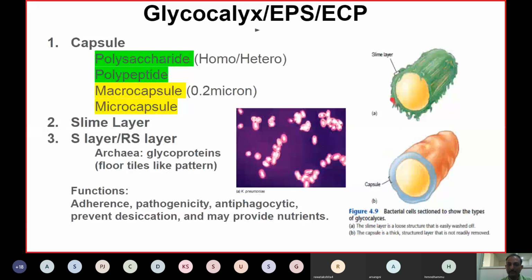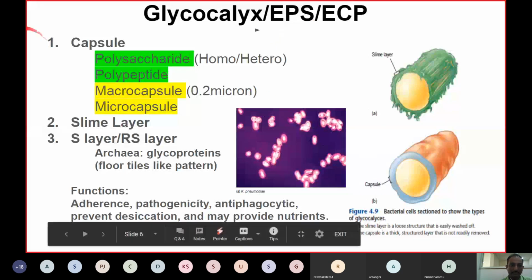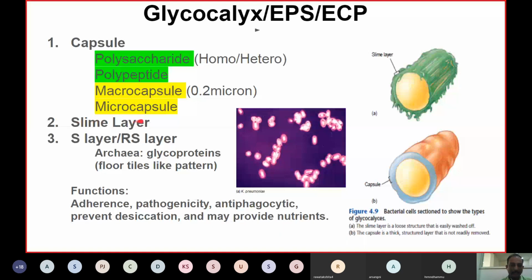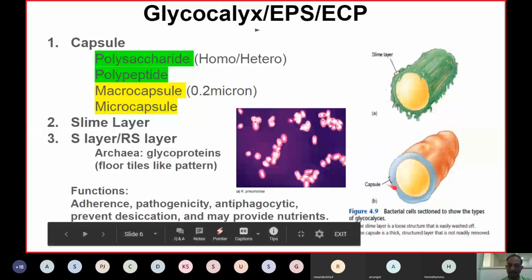But if it is a loose gel-like structure, which is not well organized and which can be easily washed off, then it is known as slime layer. So the extracellular polymeric substances or glycocalyx can be in two forms. One is capsule, or slime layer. So capsule is thick, structured, not easily washed off.